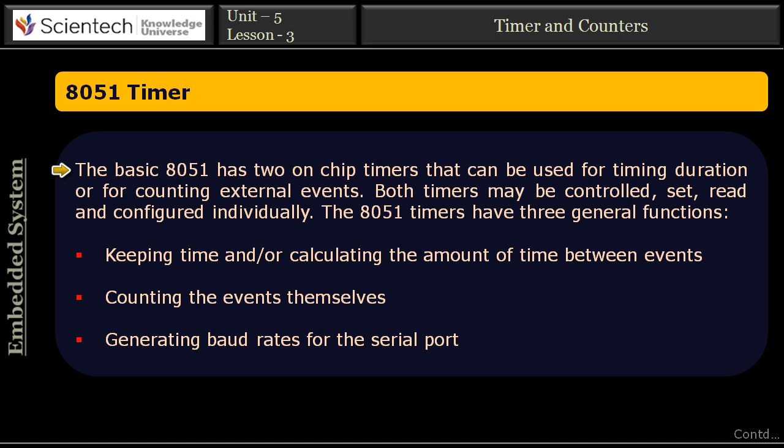The 8051 has three general functions: keeping time, or calculating the time between two events, or providing time delay between two executions; for counting an external event; and it is also used for generating baud rate for serial communication.